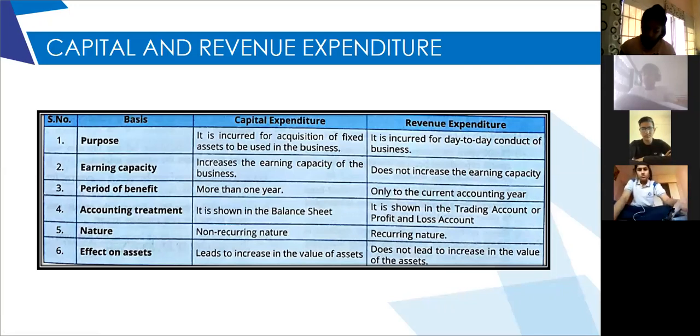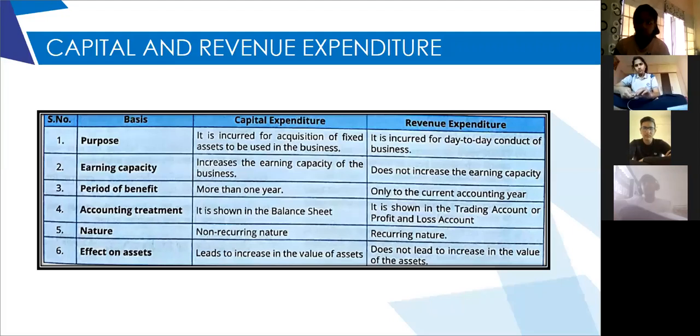Okay. Number 1, which one results in acquisition of a fixed asset, capital or revenue? Capital. And day-to-day business? Revenue. Which increases the earning capacity of the business? Capital. Where is the period more than 1 year? Capital. Okay. What about the accounting treatment? Where is capital shown and where is revenue shown? Capital in the balance sheet, and revenue in the trading account or profit and loss account. Excellent.